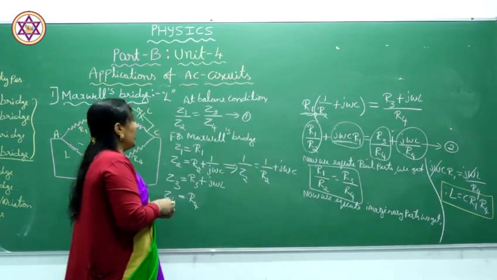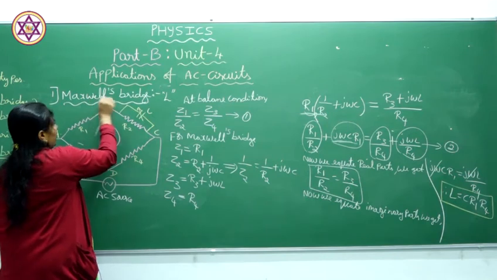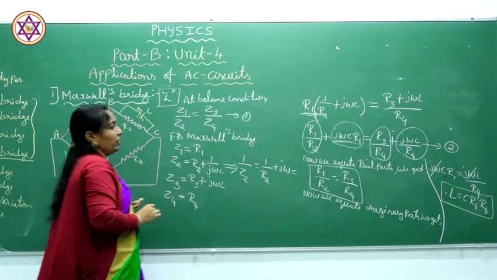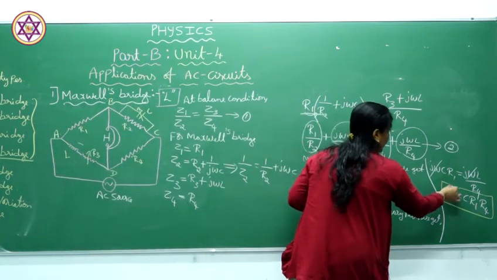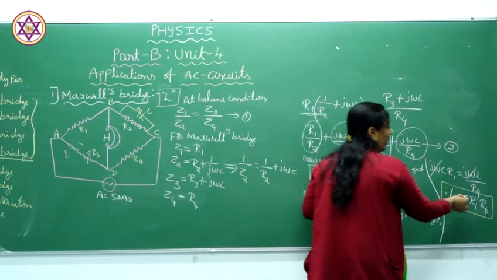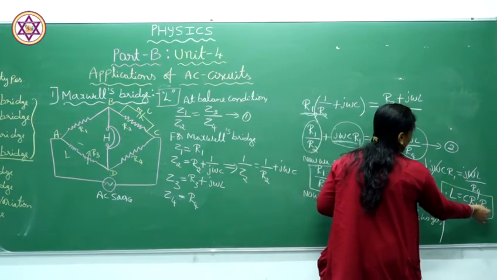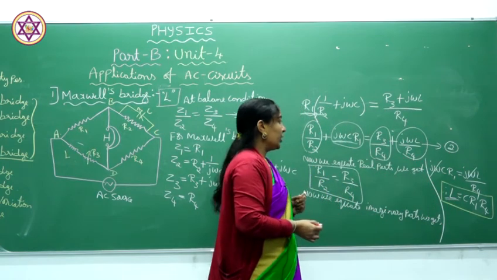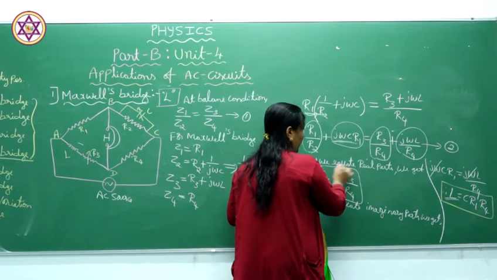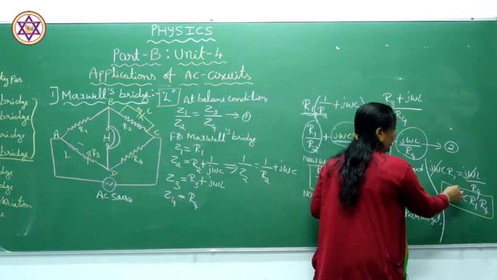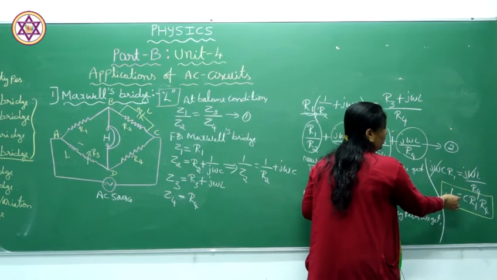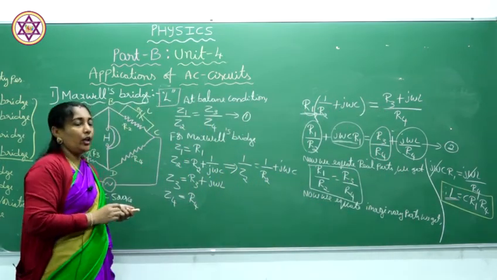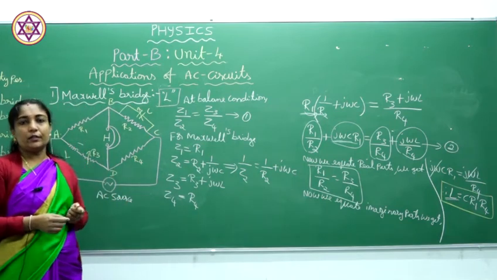As I said before, Maxwell's bridges are used to determine the value of the inductance. Now we get the equation for the L. If we know the value of capacitance, resistance R1, resistance R4, we can easily calculate the self-inductance of the coil. So we get the balance condition as well as the expression for the self-inductance. Using this equation, we can calculate the self-inductance of the coil using the Maxwell's bridge.